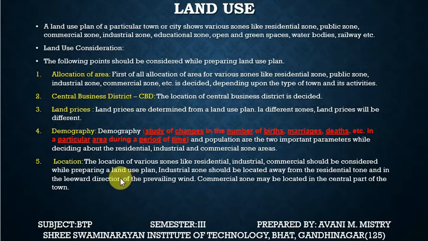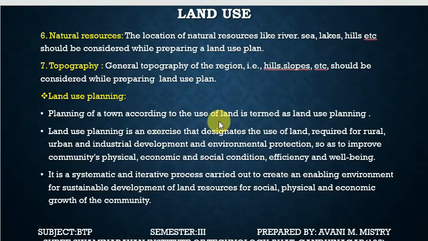Industrial zone should be located away from the residential zone, in the leeward direction. First one was windward and the second one is leeward, that means the opposite direction of the prevailing wind. We should not keep the industrial zone in the direction of the wind. Commercial zone should be located in the central part of the town.